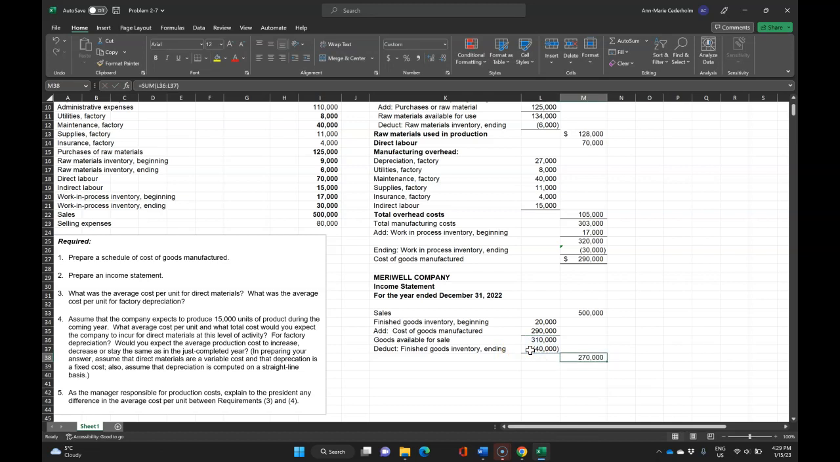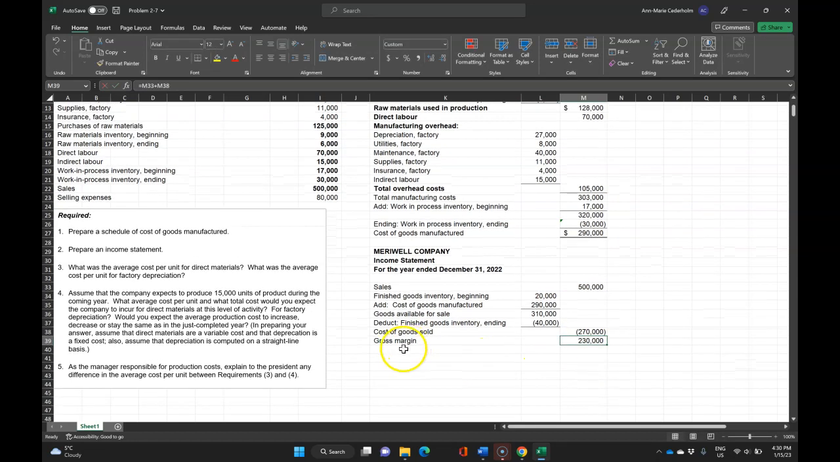So 310 minus 40, that's cost of goods sold. And maybe I'll just put this as a negative because I want you guys to know that that's an expense. So when I'm having to calculate my gross margin, I'll take my sales and subtract the 270. So that comes to 230. And now I'm going to subtract my operating expenses.